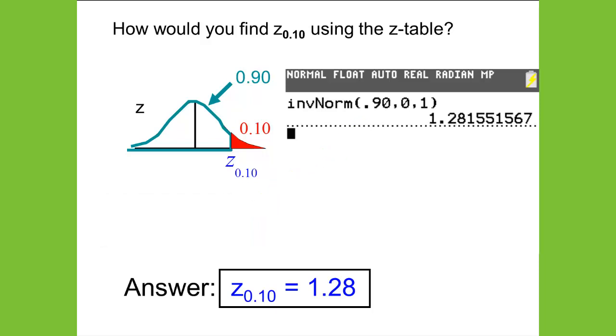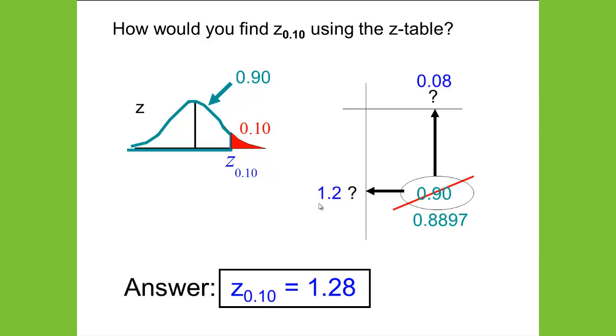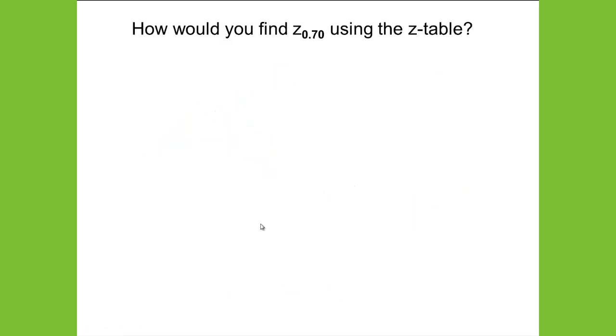I always then like to go back to my table and look up 1.28 and see that yes, that is very close to 0.90. That way I'm checking and using my table. Either way, z sub 0.10 is 1.28.